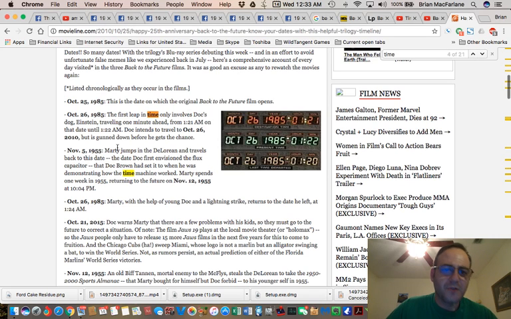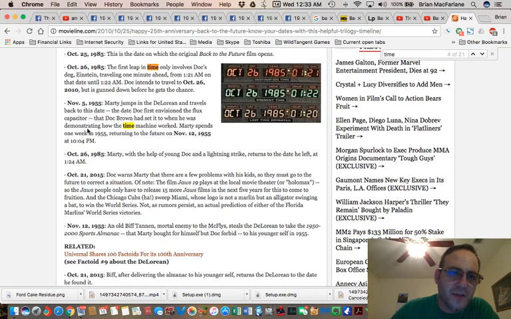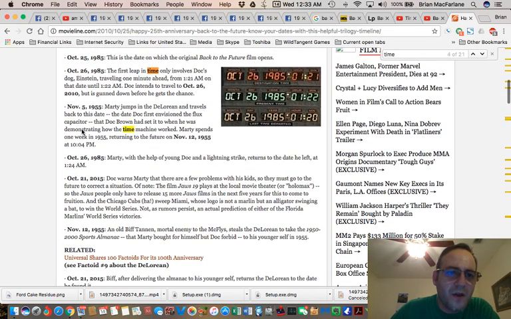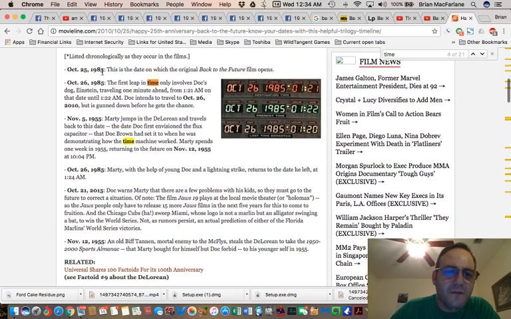Okay, so October 25th is the date on which the original Back to the Future film opens. This is from movieline.com. Yeah, October 26th, 1985. I want to make sure I get these dates correct, because October 25th is the date the movie starts. October 26th at 1:16 in the morning is when Marty arrives at the Twin Pines Mall.